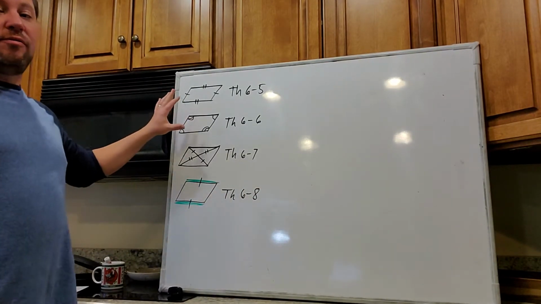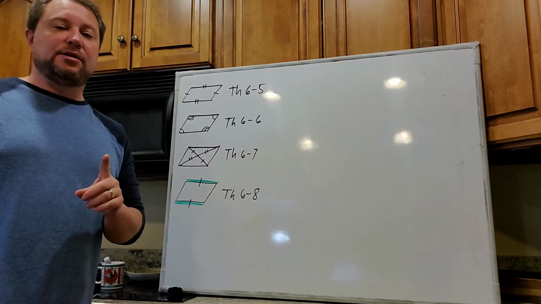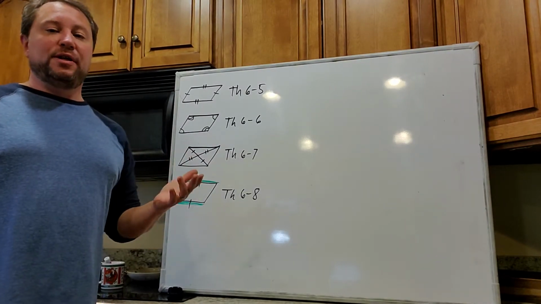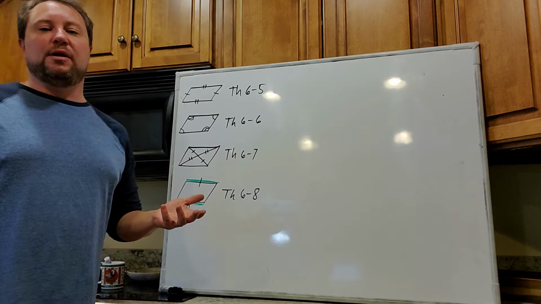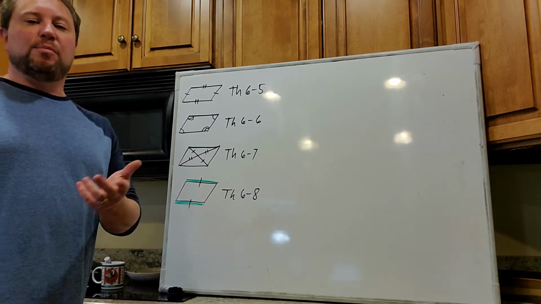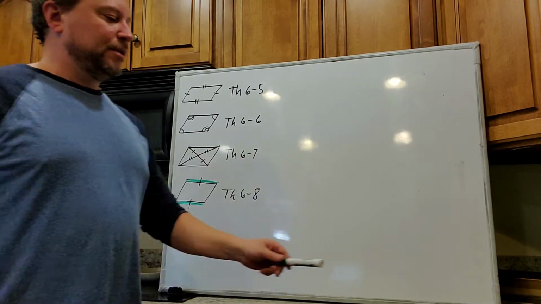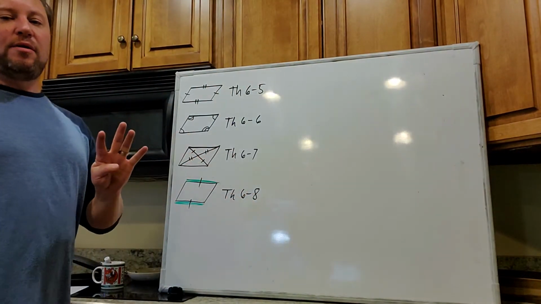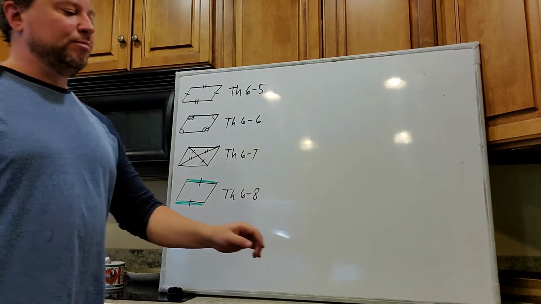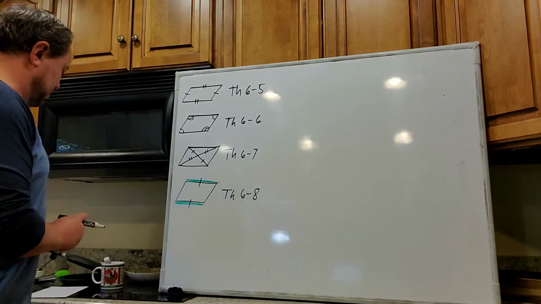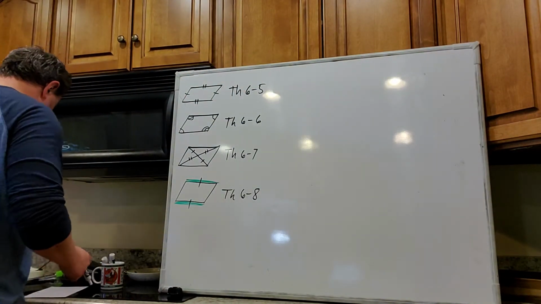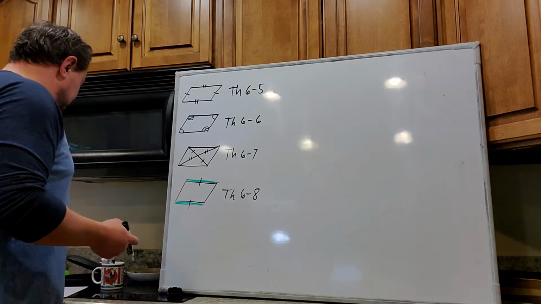In addition to these four, don't forget from our last section, you could always use the definition of a parallelogram to prove it's a parallelogram. Remember, those were the problems where we had to find the slopes of the opposite sides. Okay, but this is four more now additional ways that we can prove that it's a parallelogram. All right, so now let's jump into some problems.